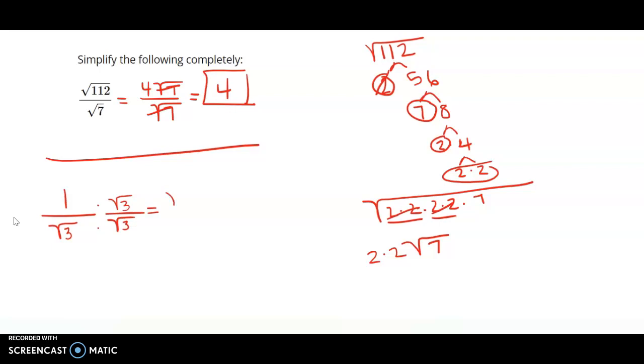So 1 times square root of 3, I get square root of 3. Square root of 3 times square root of 3, well, I multiply the numbers on the inside, I'd get square root of 9. And square root of 9 is just going to equal 3. Square root of 3 still on top. This is something that would be helpful to remember, that a square root of a number times the square root of that same number is just going to equal the number not under a square root. Okay, so there's actually 2 problems for you, and hopefully that helps.